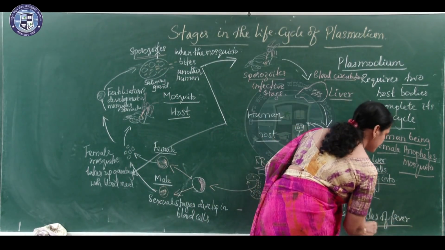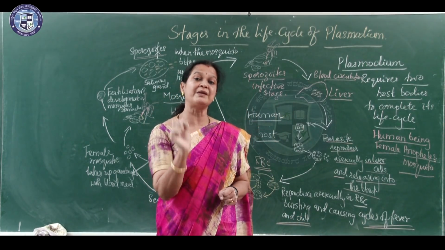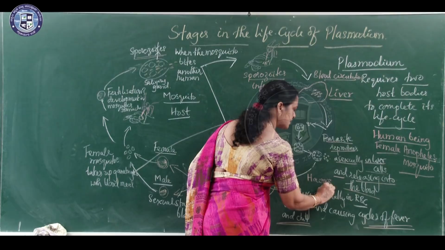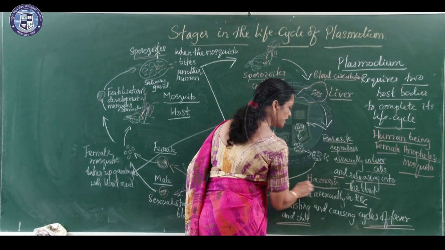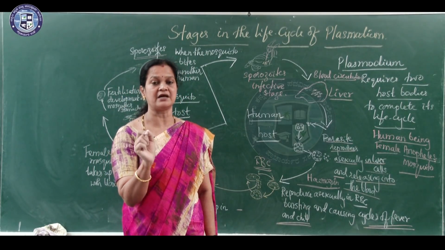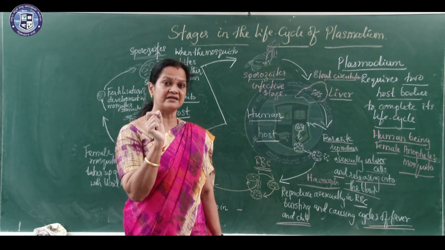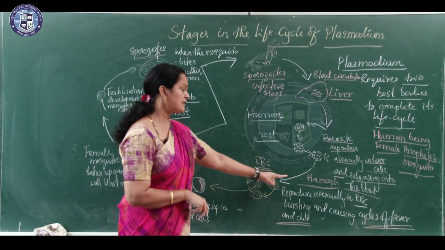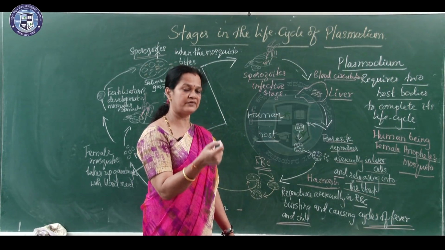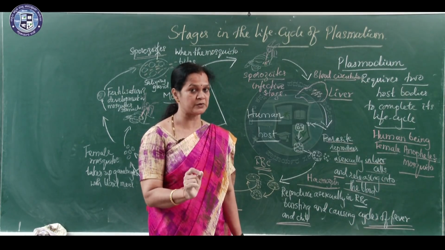So, the cycles of fever and chill are caused by altered hemoglobin pigment, and altered hemoglobin is known as hemozoin. Hemozoin is the malarial pigment which is released by the RBC. When the RBC bursts, releasing the parasite, during that time hemoglobin gets altered and it is released in the form of hemozoin. And this hemozoin induces chill and fever in the person infected by this pathogen.